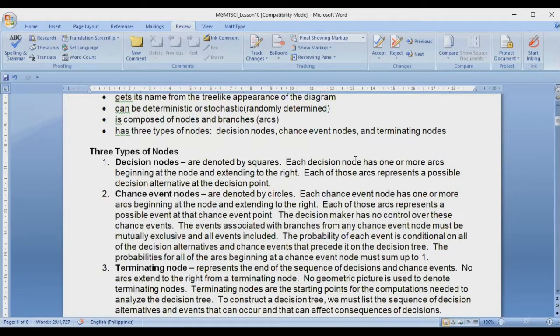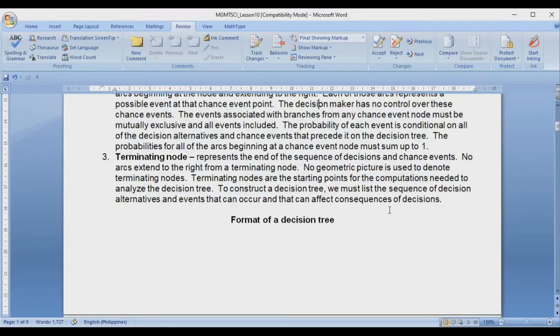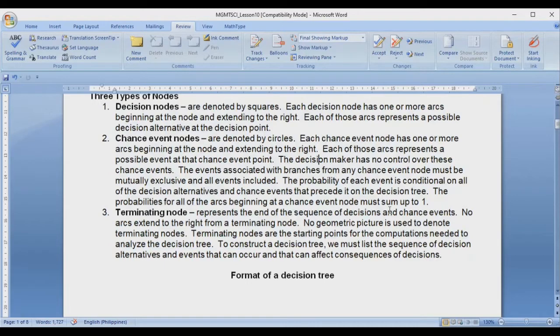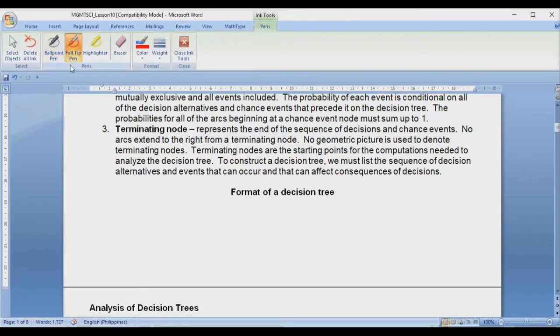Okay? Then we have three types of nodes. Those are decision nodes, chance event nodes, and terminating nodes. So what are these? As I illustrate this one below, decision nodes are denoted by a square. So if you will construct a diagram for this, a tree diagram, it's like a family tree wherein you have stem, you have roots. Roots are nodes, and branches are stems. So you will start with a square. This is your decision node.